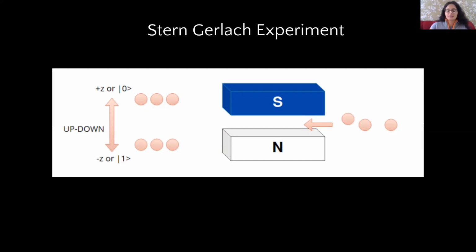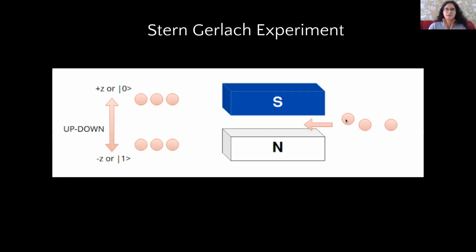It can be in superposition of ket 0 and ket 1, and it can be in any state. But once it goes through this magnetic apparatus, then it either gets deflected upwards or downwards. So these two options, we represent it as the z-axis, where this is plus z or ket 0, and this is minus z or ket 1.